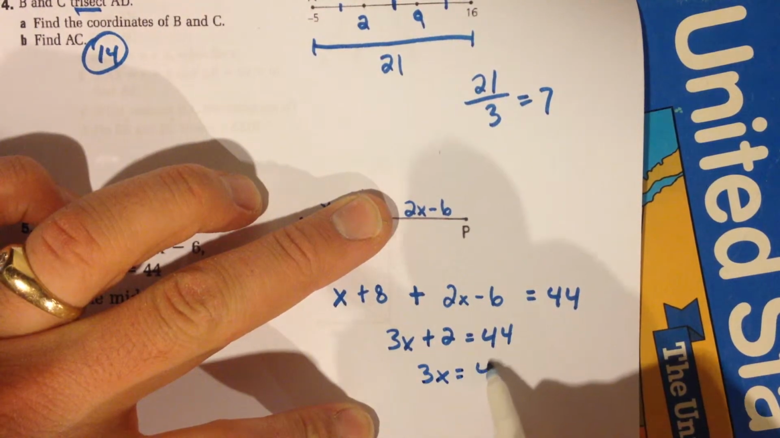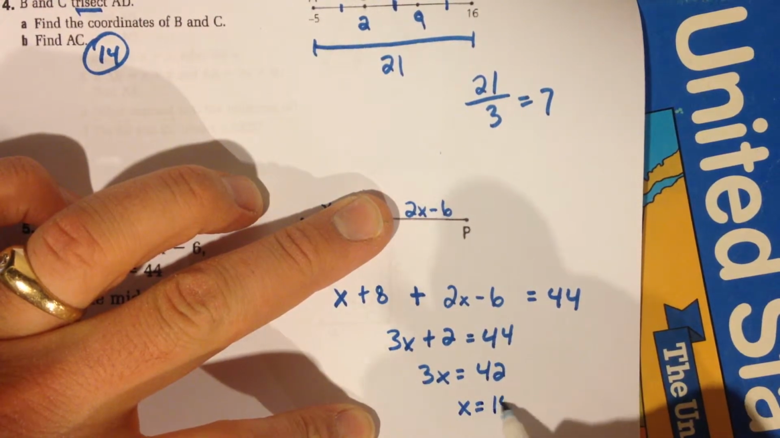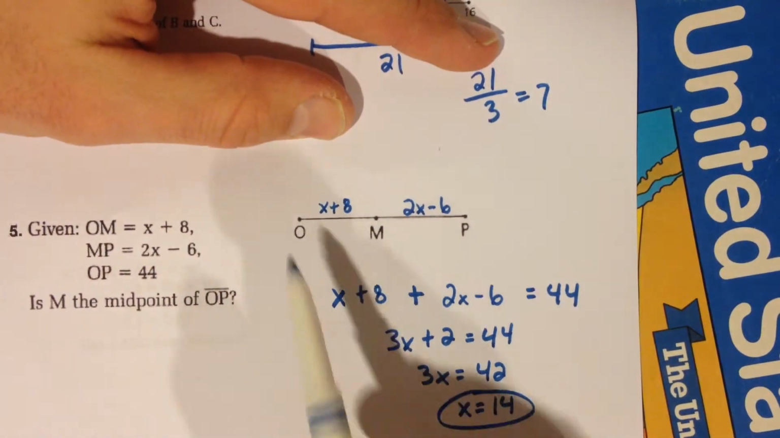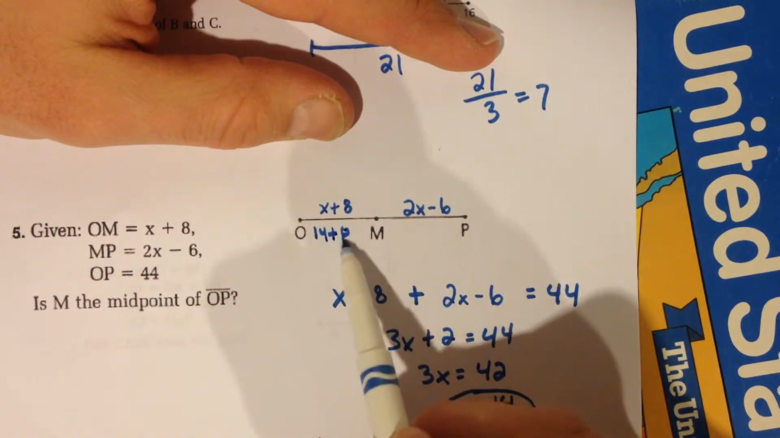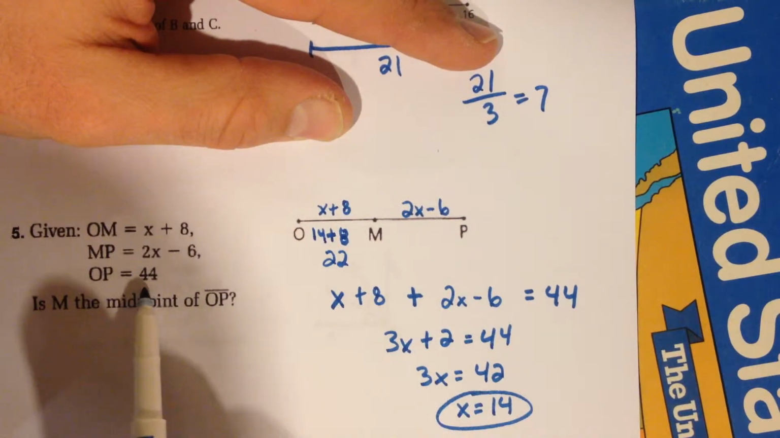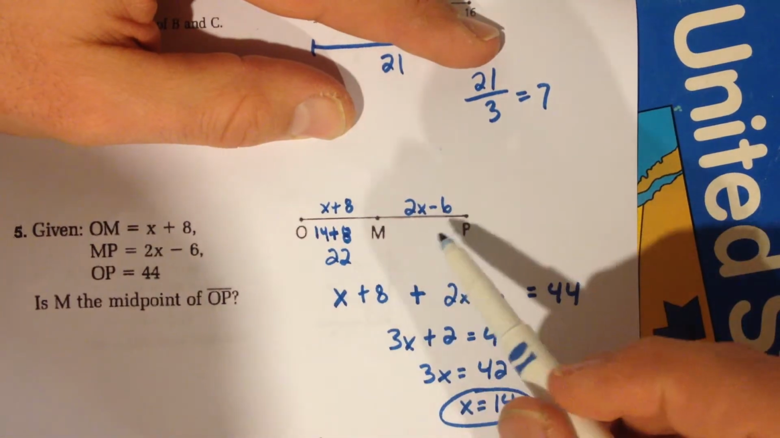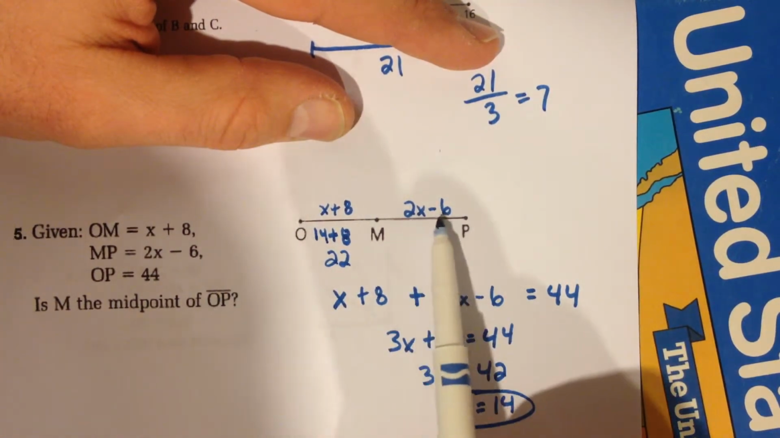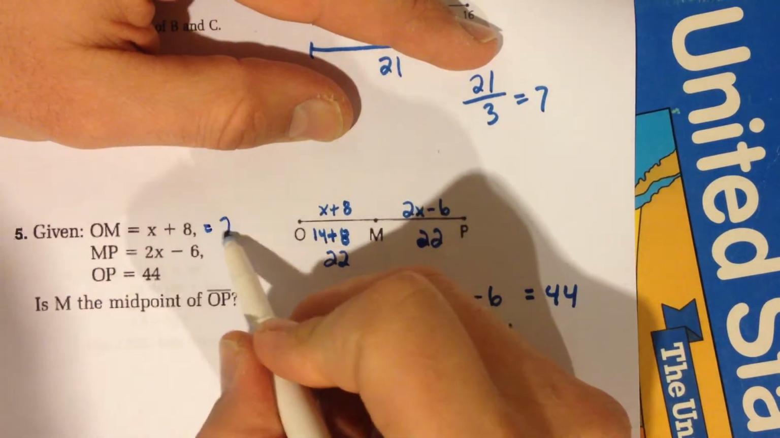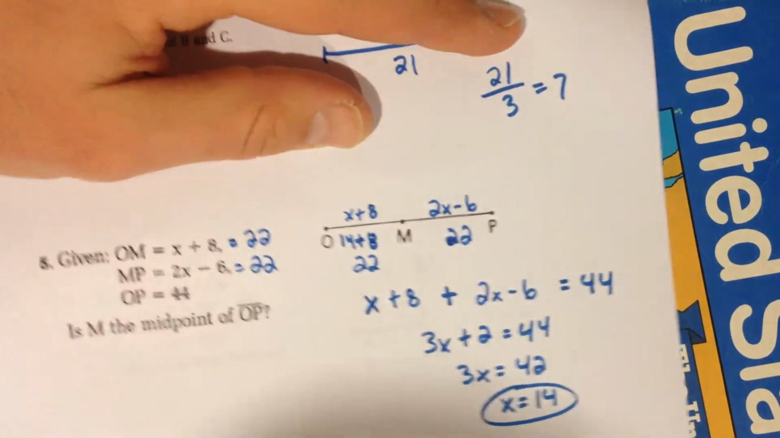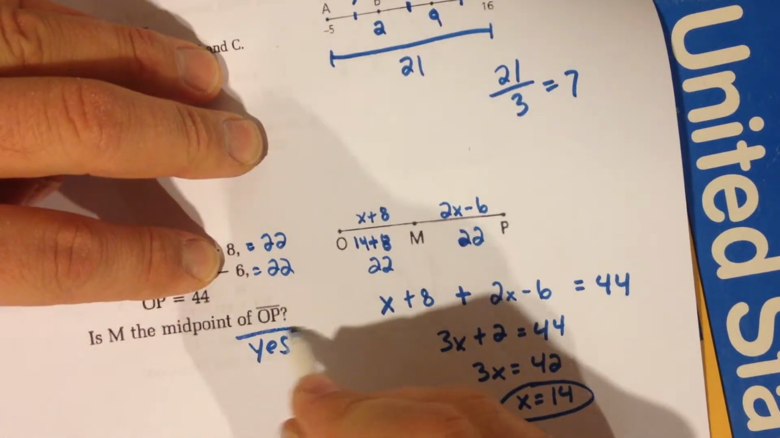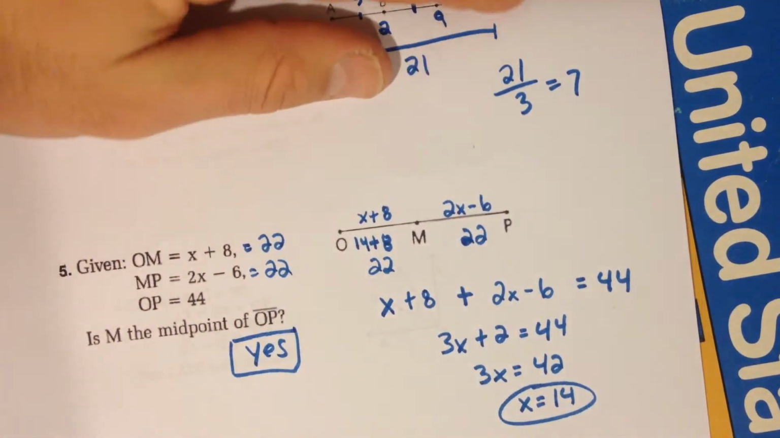Subtract 2, 42. So x equals 14. Now, when I plug x back in, I get 14 plus 8, and that's 22. And obviously half of 44 is 22. If I plug it back in here, I get 28 minus 6, so I get 22. So since when I plugged it back in, I got 22 for each segment, obviously M is the midpoint of OP.